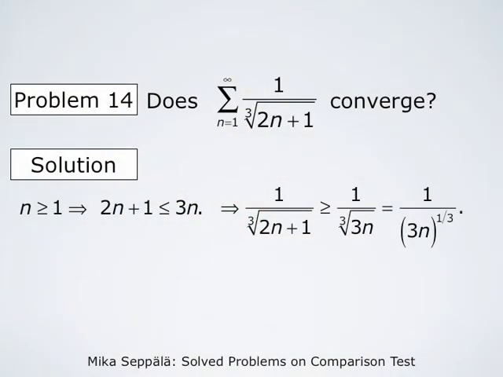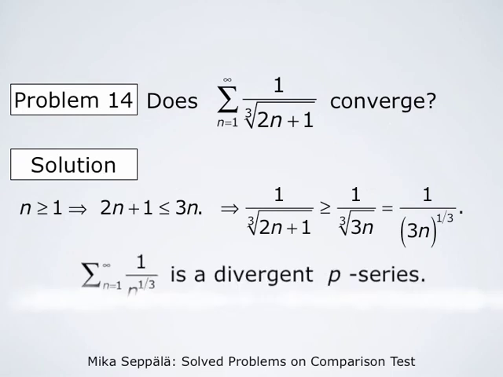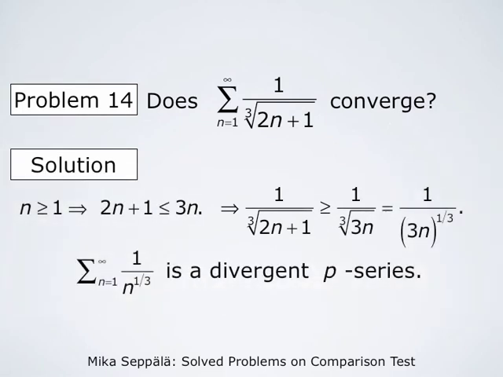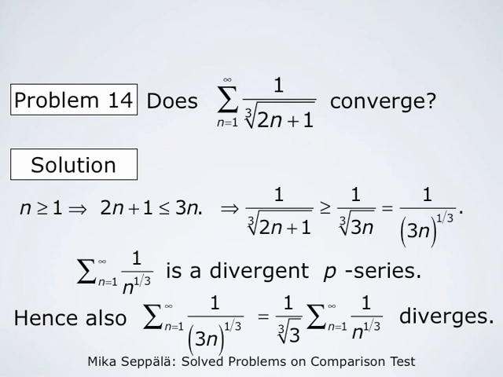Therefore, we conclude that 1 divided by the cube root of (2n plus 1) is greater than or equal to 1 divided by the cube root of 3n, that is 1 divided by (3n) raised to the power 1/3. The series summation n from 1 to infinity of 1 over n to the power 1/3 is a divergent p-series. And therefore also the series summation n from 1 to infinity of 1 over (3n) to the power 1/3 diverges.